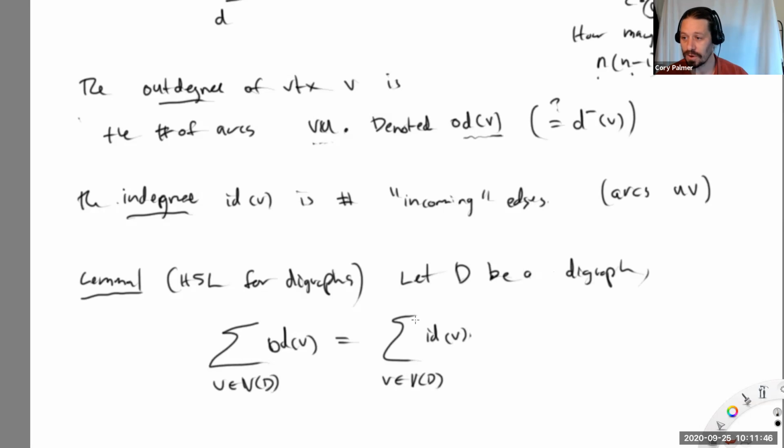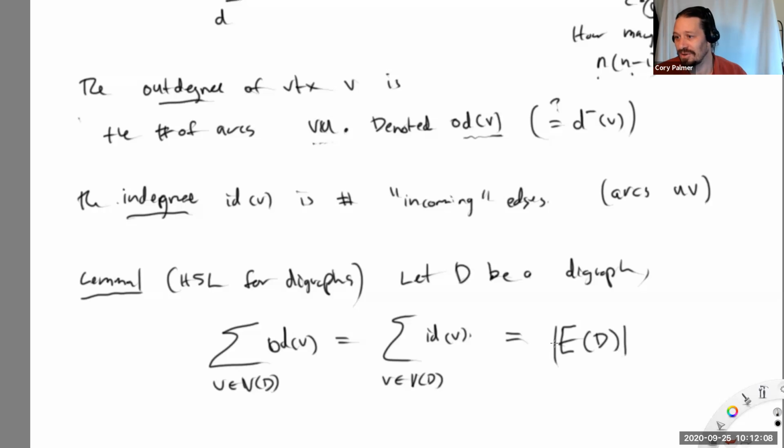The handshaking lemma for graphs said if you add up all the degrees, you get twice the total number of edges. Here I say if I add up the out degrees, then I get the in degrees. And actually, there's a further relation I could put here as well. This is actually the size of the arc set of D at the same time. There's no 2 here. Okay? Someone want to prove this for me?